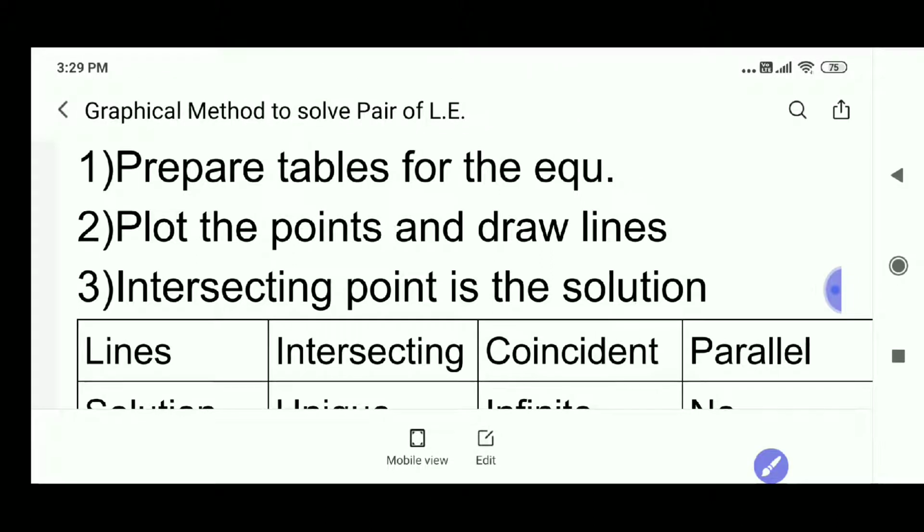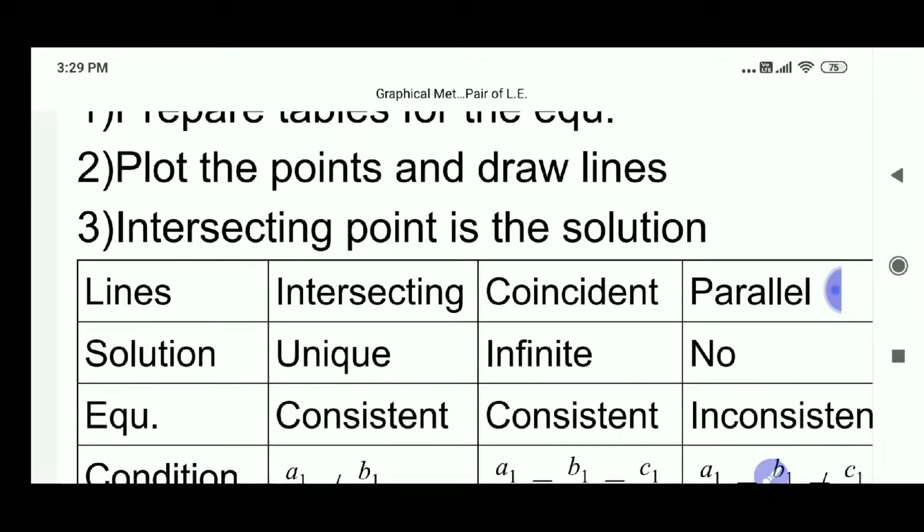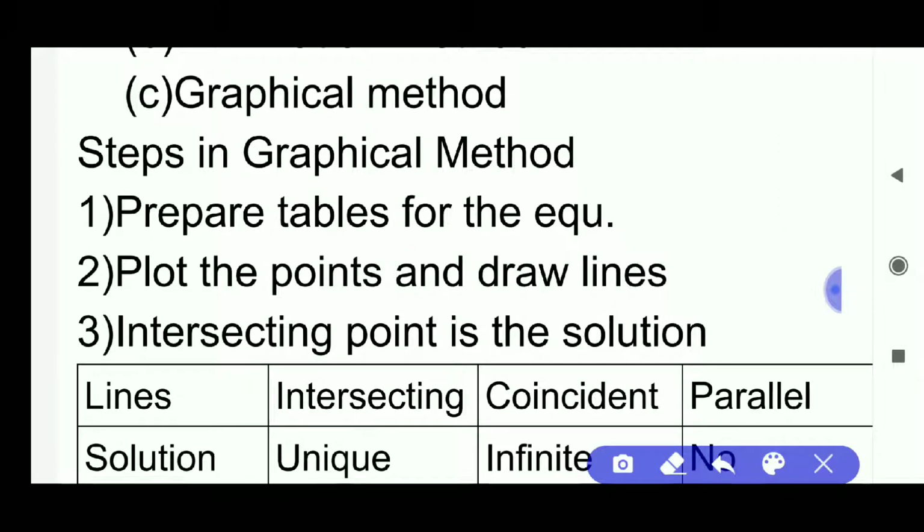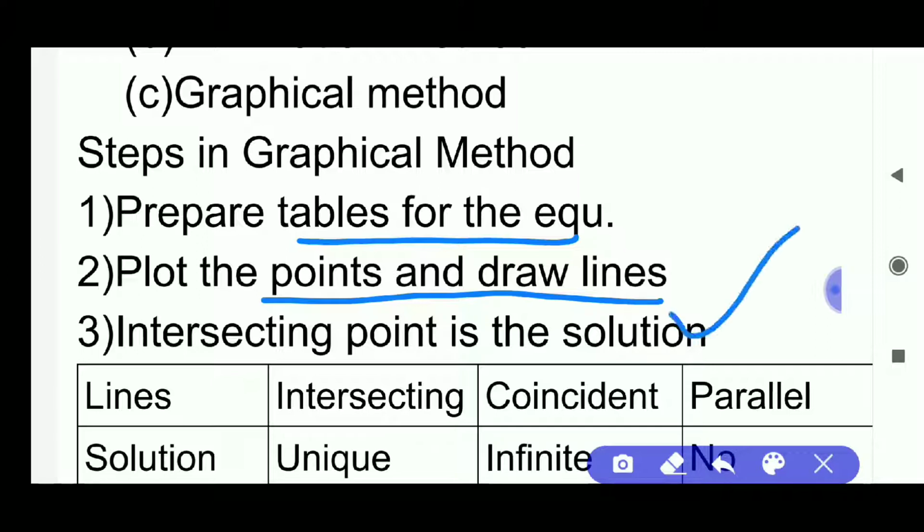Now, what are the steps in solving a pair of linear equations in the graphical method? Number 1, prepare the table for the equation. You know it from previous classes. And plot the points and draw the line. Now the intersecting point is the solution of the pair of linear equations.